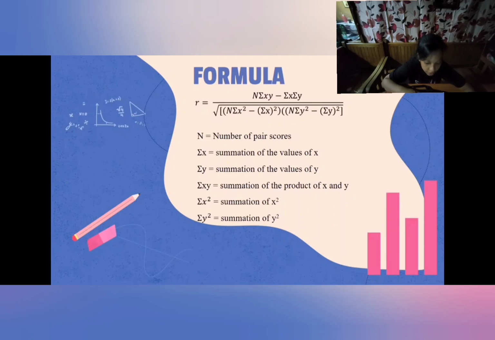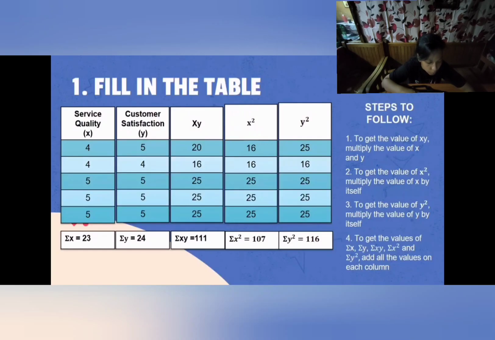So, let's try to have an example. We now have examples of service quality and customer satisfaction. Service quality will be the value of X and customer satisfaction will be the value of Y. There are just only 4 steps in order for you to solve the value of Pearson r, or r value.